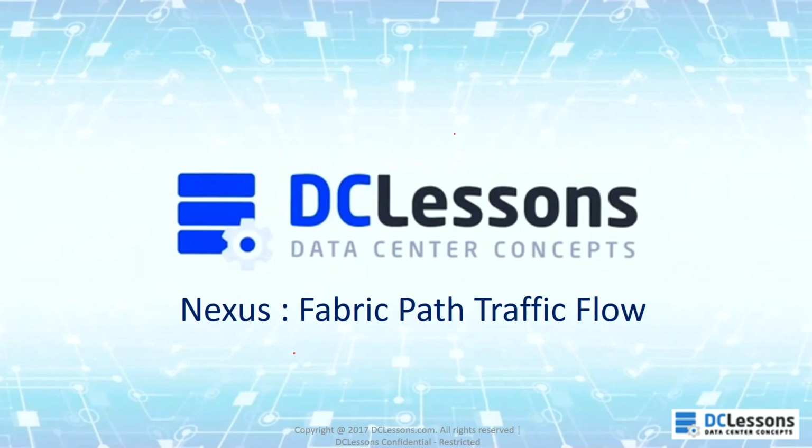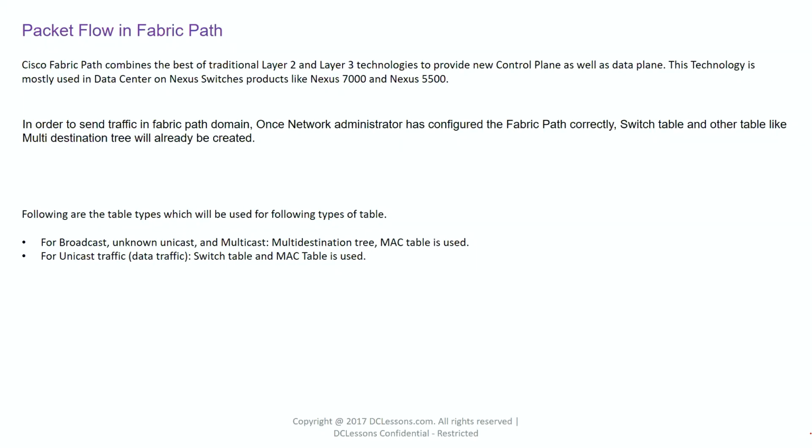Today we are going to learn FabricPath traffic flow. So let's see how the packet flow in FabricPath happens. In order to send traffic in a FabricPath domain, once the network administrator configures the FabricPath connectivity, the switch table, the multi-destination trees and the MAC tables are already created.